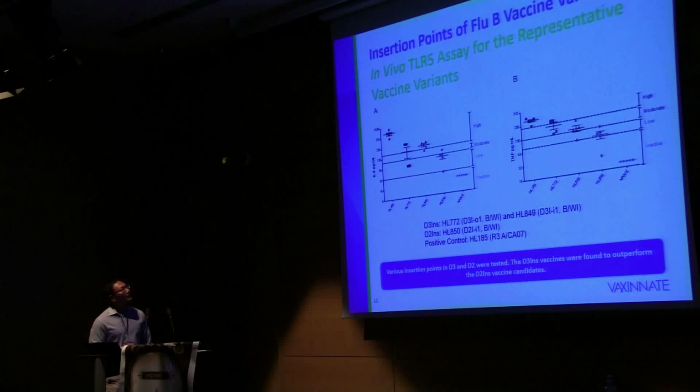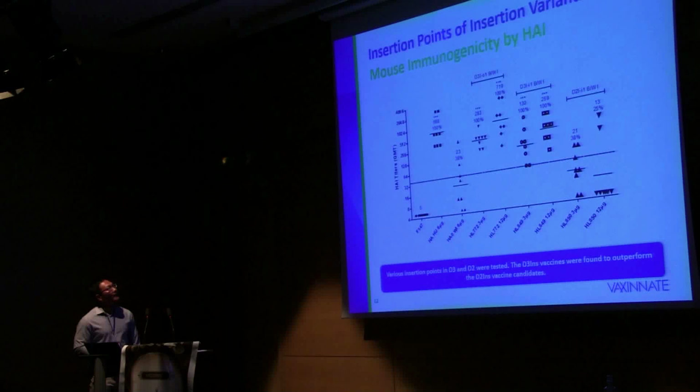As shown here is the in vivo TLR5 assay for the representative vaccines. This is D3 insertion. This is D2 insertion. You can see D3 insertion outperforms D2 insertion variants. In the mouse immunogenicity studies, again, D3 insertion outperforms D2 insertion.